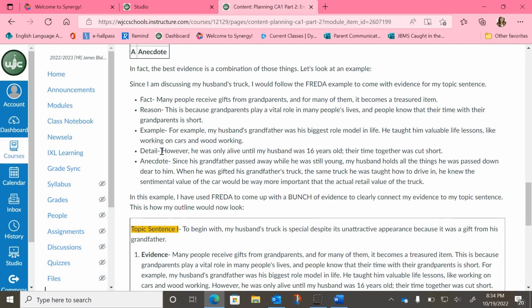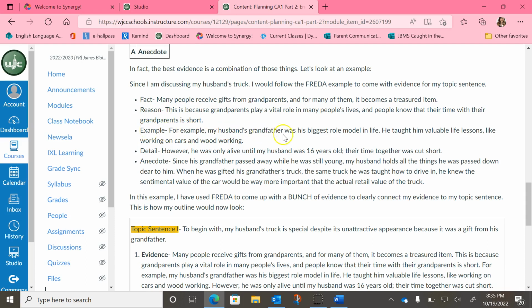So if I'm writing about my husband's truck, I can come up with each of these for that topic. So it was a gift from his grandfather. I'm going to come up with a fact. Many people receive gifts from grandparents, and for many of them it becomes a treasured item. I can come up with a reason. This is because grandparents play a vital role in many people's lives, and people know that their time with their grandparents is short. I can come up with an example.